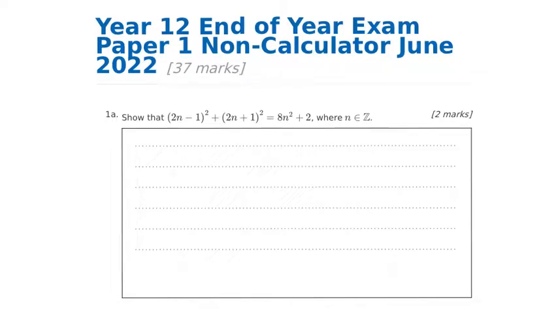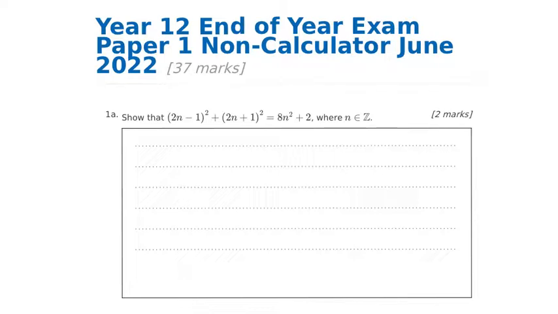Year 12 end of year exam, paper 1, non-calculator, June 2022. 1A, show that (2n minus 1) all squared plus (2n plus 1) all squared is equal to 8n squared plus 2. Expand the left-hand side and prove that it's the same as the right-hand side.